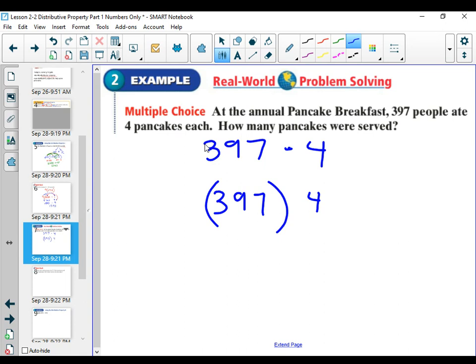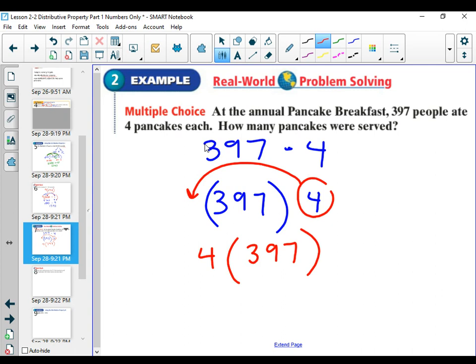Why is 4 at the end? No big deal. The commutative property says multiplying can be in any order. So move it to the front. Now I have 4 times 397.